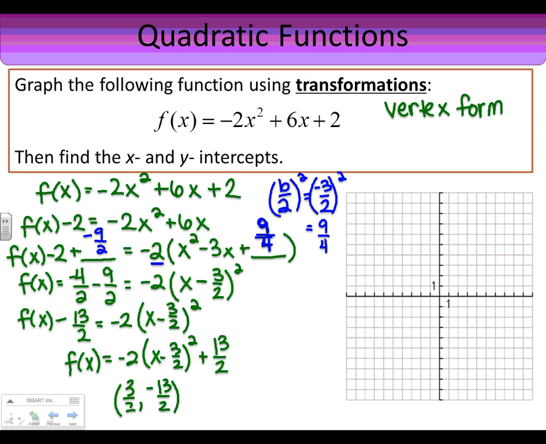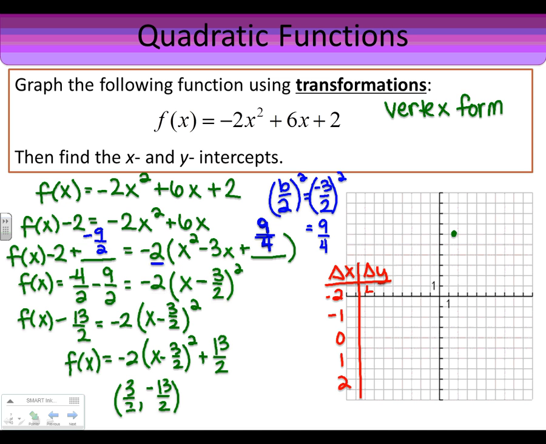Okay. So now that we have it in vertex form, we can graph it. We know that our vertex is at 3 halves, so 1.5, and 13 halves, which is 6.5. So 1.5 and 6.5 is my vertex. Go ahead and make that rate of change table. So change of x and change of y. Negative 2, negative 1, 0, 1, 2.